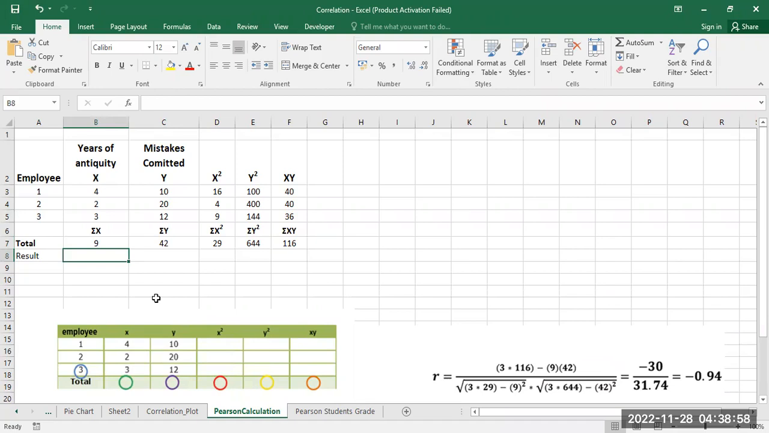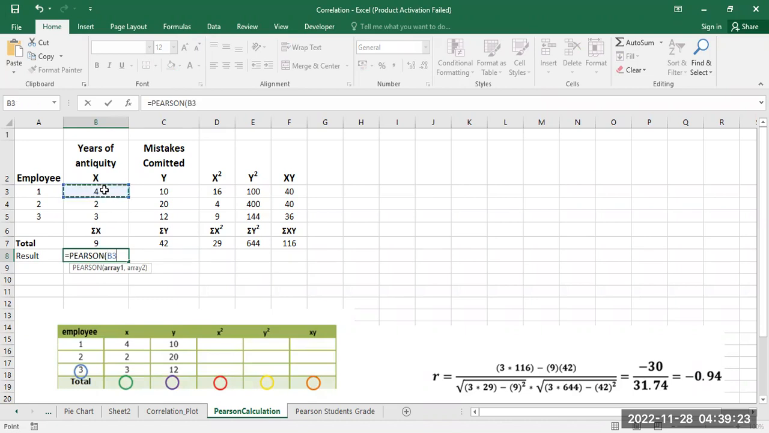And basically, this is how you do that. I will simply place my result here, and then type equals, and I type the word Pearson. Of course, the Pearson function asks that I enter my first array of data, and my first array of data is going to be the years of experience.